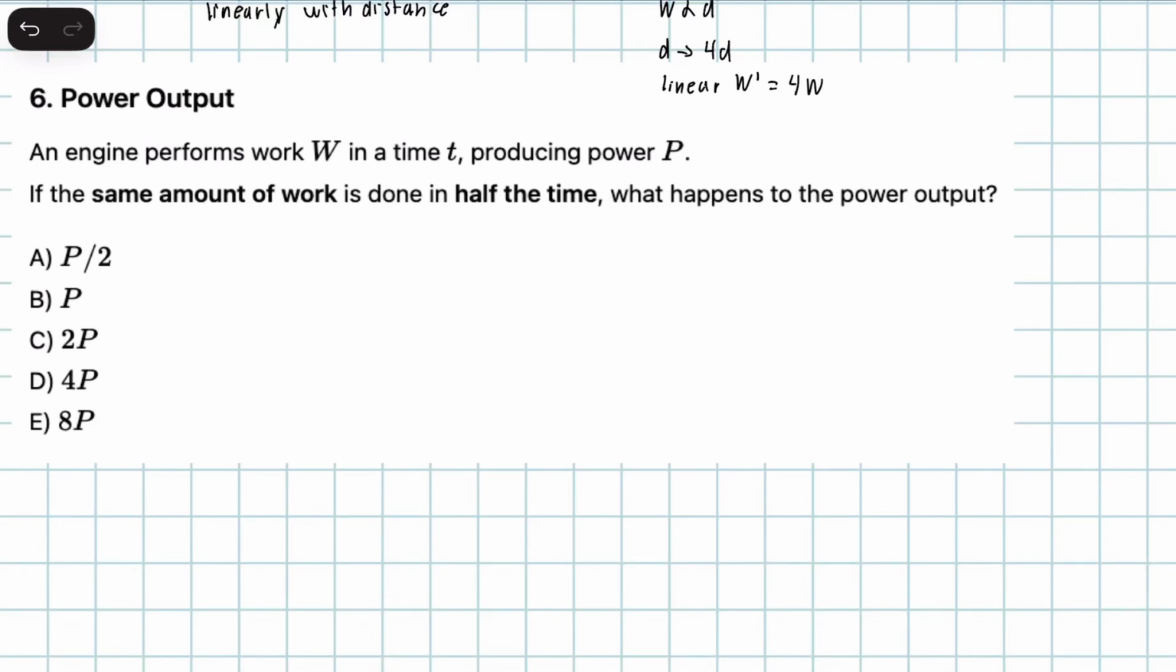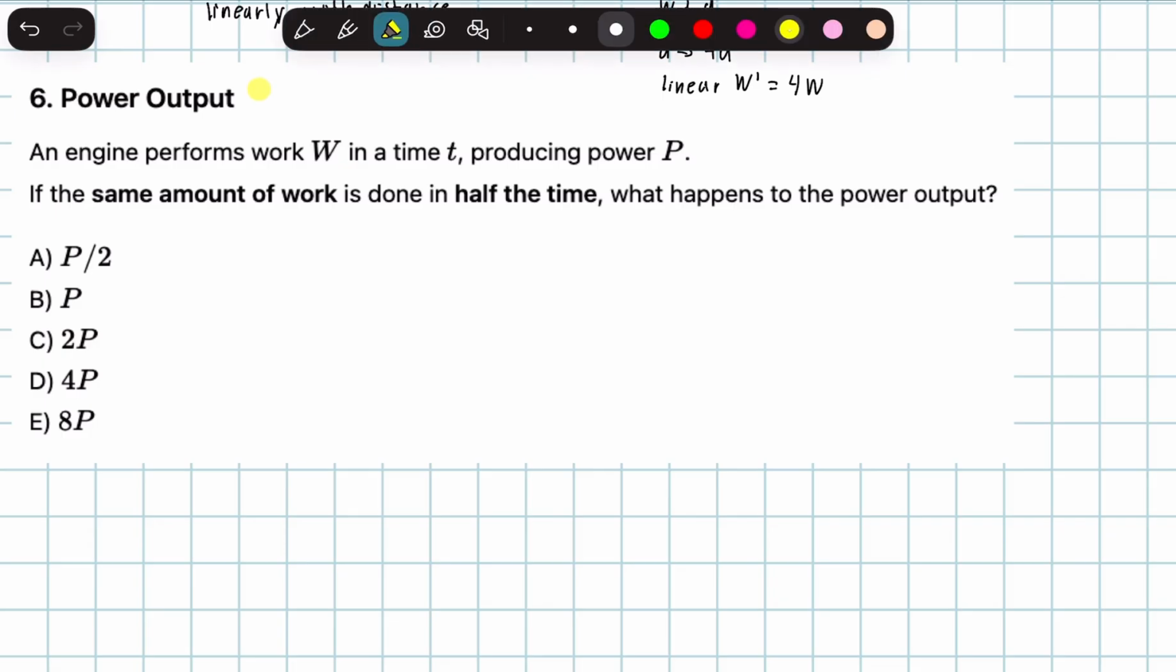Let's say that we have a question about power output, which essentially can be interpreted as a question about how we have the same work in half the time. So an engine performs work W in time T, producing a power P. If the same amount of work is done in half the time, what happens to the power output?